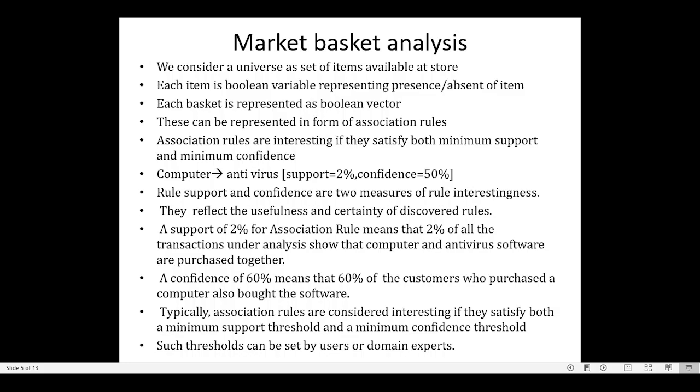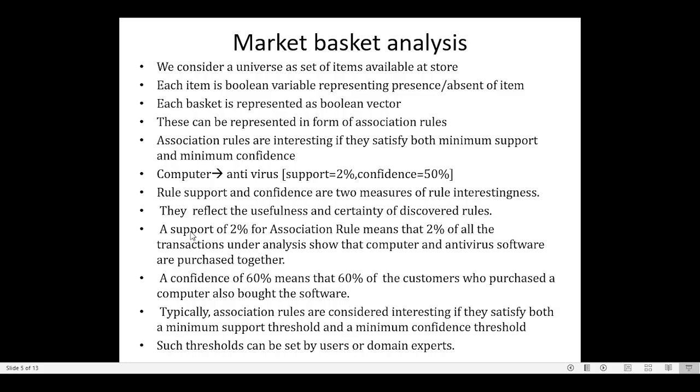For example, if a customer buys a computer, he tends to buy antivirus. Say the support is 2% and the confidence is 60%. Rule support and confidence are two measures of rule interestingness. They reflect the usefulness and certainty of discovered rules. A support of 2% for an association rule means that 2% of all the transactions show that computer and antivirus software are purchased together. And a confidence of 60% means that 60% of the customers who purchased a computer also bought the software.